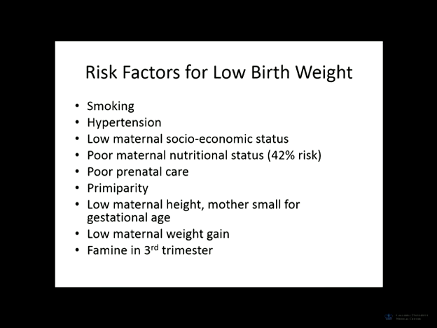These are the risk factors just for a low birth weight: smoking, hypertension, socioeconomic status, nutritional status, poor prenatal care, prematurity, low maternal height or mother born small for gestational age, insufficient weight gain during pregnancy, and malnutrition in the third trimester.